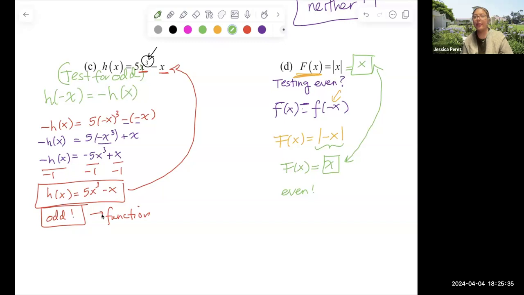So letter D, we have an even function. We substituted this f of negative x to be the same as f of x. So we found that the absolute value of x is x, but the absolute value of a negative x is also x. So they're the same. So that tells me that it's an even function. That is for letter D.